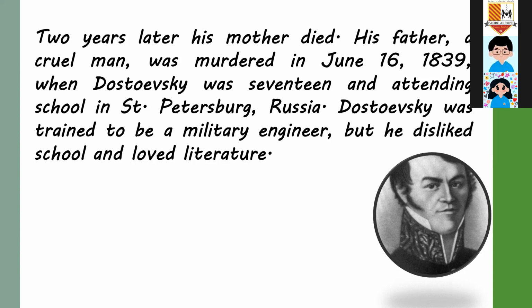Okay. Two years later, his mother died. His father, a crewman, was murdered on June 16, 1839, when Dostoevsky was 17 and attending school in St. Petersburg, Russia. Dostoevsky was trained to be a military engineer, but he disliked school and loved literature. So Dostoevsky's mom died two years later. He was sent to school and his father was murdered two years after.